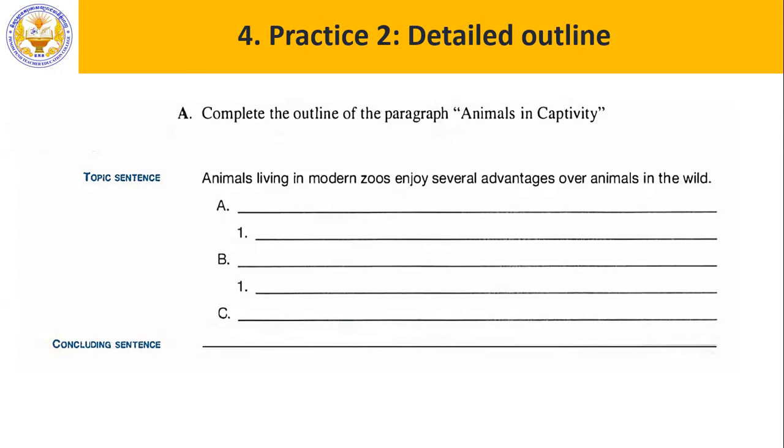Practice 2, detailed outline. Complete the outline of the paragraph Animals in Captivity. Alright? So go to the book and look at the whole paragraph and try to write the detailed outline for this paragraph.